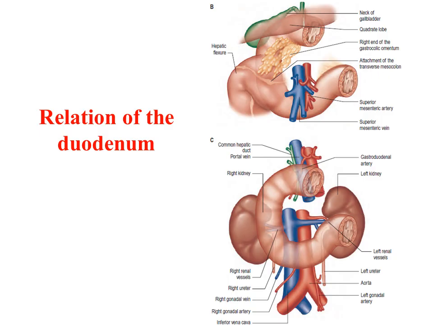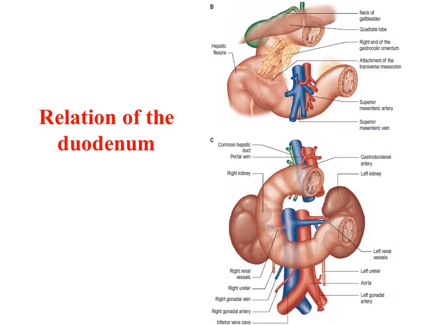Let us take this part and talk about the relations of the duodenum. In the first part, or the superior part, we have anteriorly the peritoneum, gallbladder, and caudate lobe of the liver. Posteriorly, we have the bile duct, gastroduodenal artery, hepatic portal vein, and inferior vena cava. Medially to the first part, we have the pylorus of the stomach. Superiorly, we have the neck of the gallbladder. Inferiorly, we have the neck of the pancreas. This is the relation of the first part.